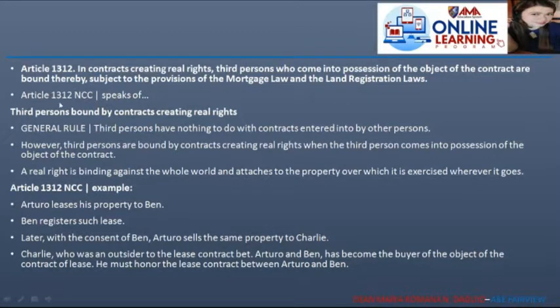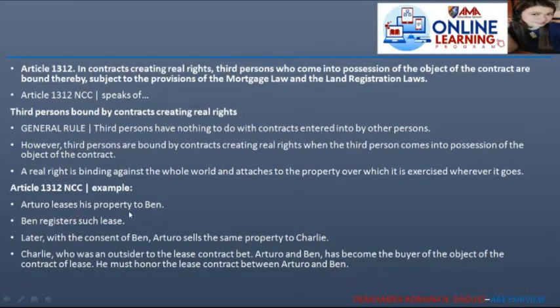So, Article 1312 of the New Civil Code speaks of third persons bound by contract creating real rights. So, sabi natin, as a general rule, again, third person have nothing to do with contracts entered into by other persons. However, third persons are bound by contracts creating real rights when the third person comes into possession of the object of the contract. So a real right is binding against the whole world and attaches to the property over which it is exercised wherever it goes. So let's have an example.